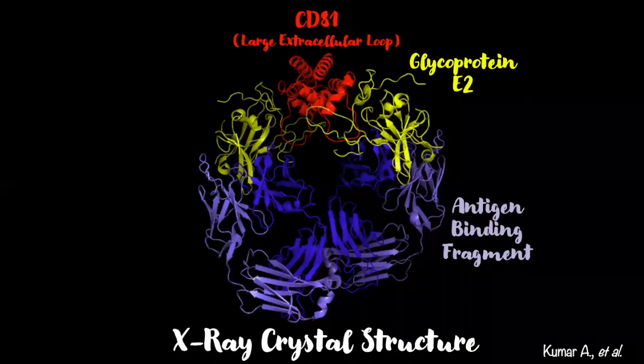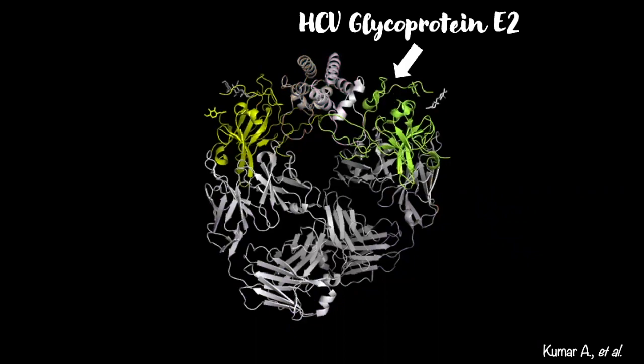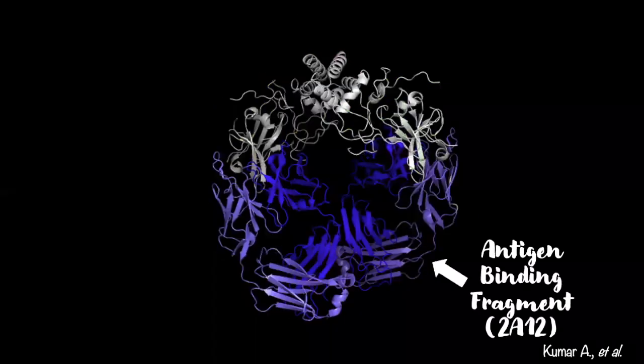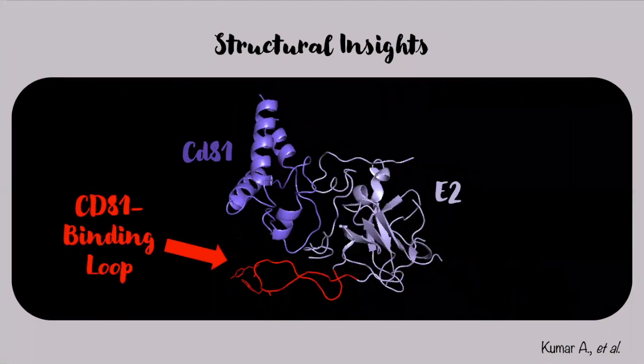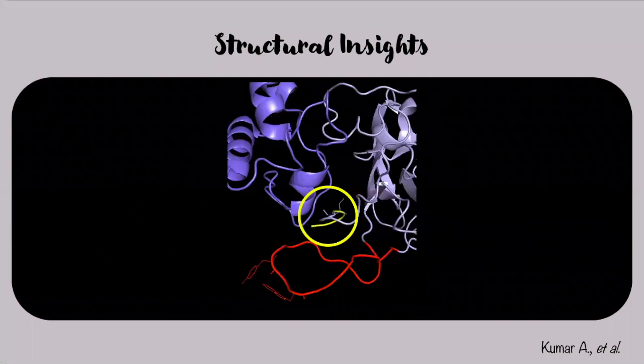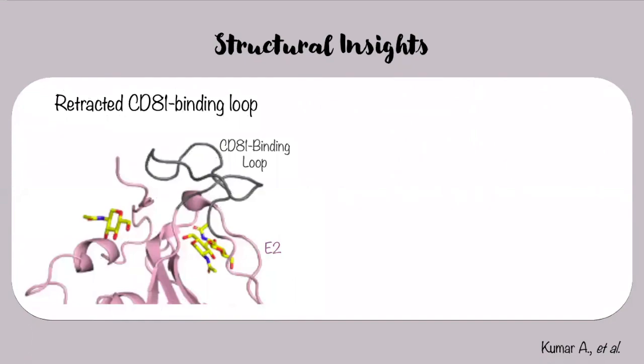A crystal structure was solved for an asymmetric complex consisting of the large extracellular loop of CD81, the viral glycoprotein E2, and an antigen binding fragment of a non-neutralizing antibody used as a crystallization chaperone. Structural analysis has revealed 2 conformational changes in a region of glycoprotein E2 called the CD81 binding loop. In the absence of CD81, residues 384 to 421 of E2 are disordered, and a tyrosine residue at the tip of the CD81 binding loop interacts with an isoleucine residue at position 422. This allows for the binding loop to pack tightly against itself in a retracted conformation.